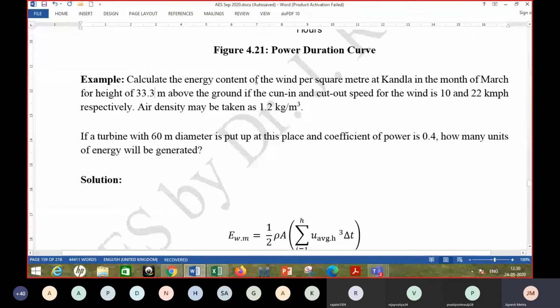But we are going to exclude many values, because you start the turbine only at 10 kilometer per hour. So the values up to 8 to 10 are of no use to us in this example.